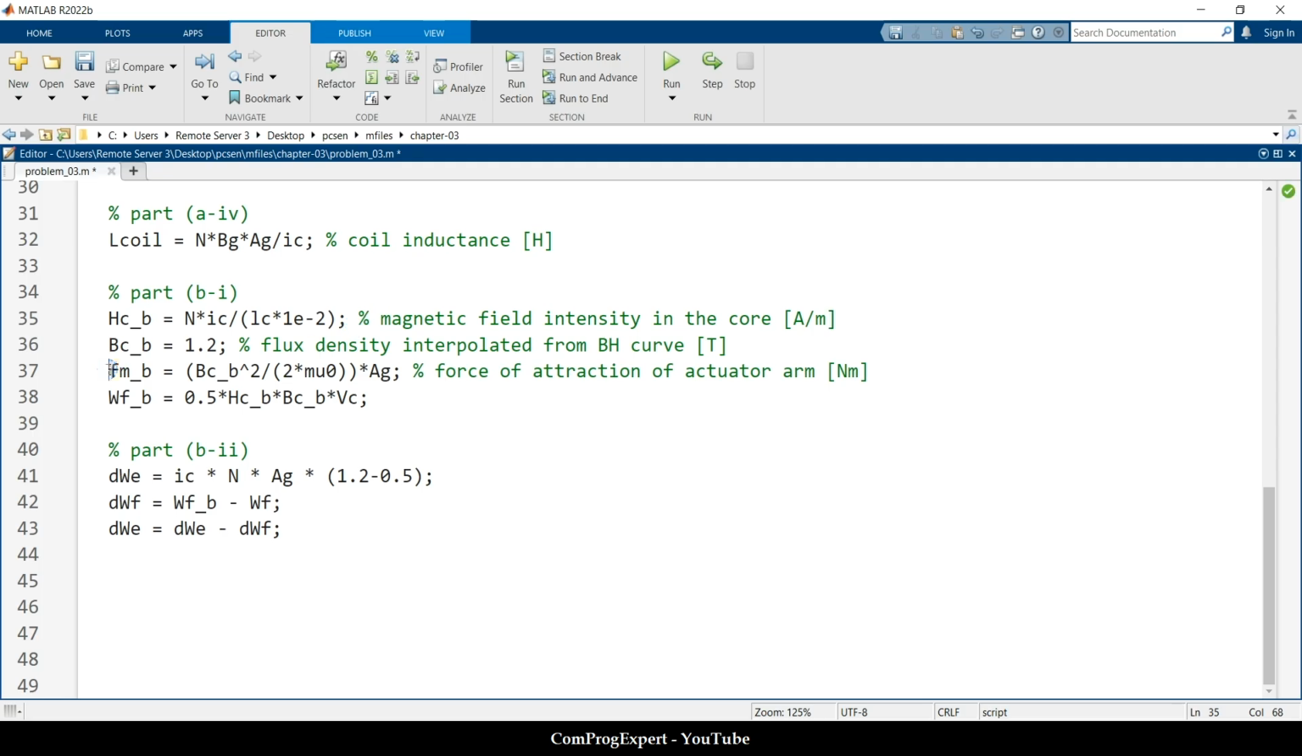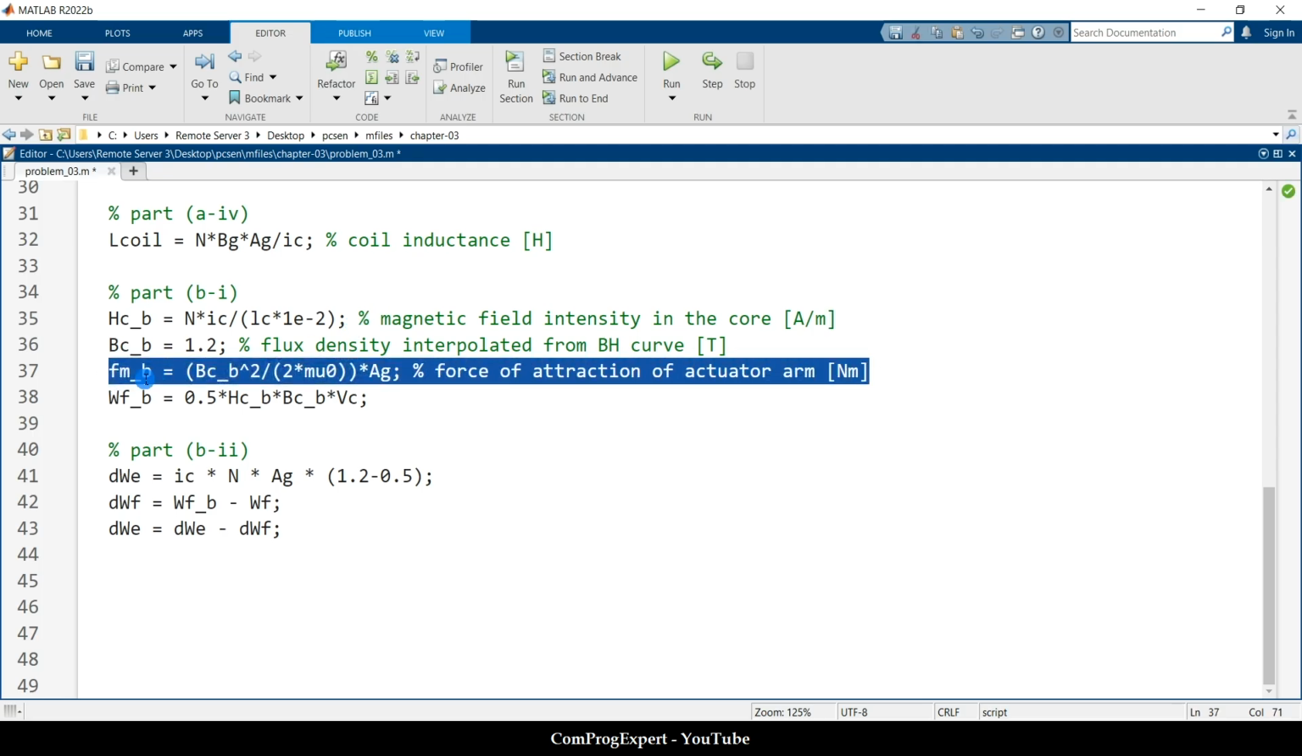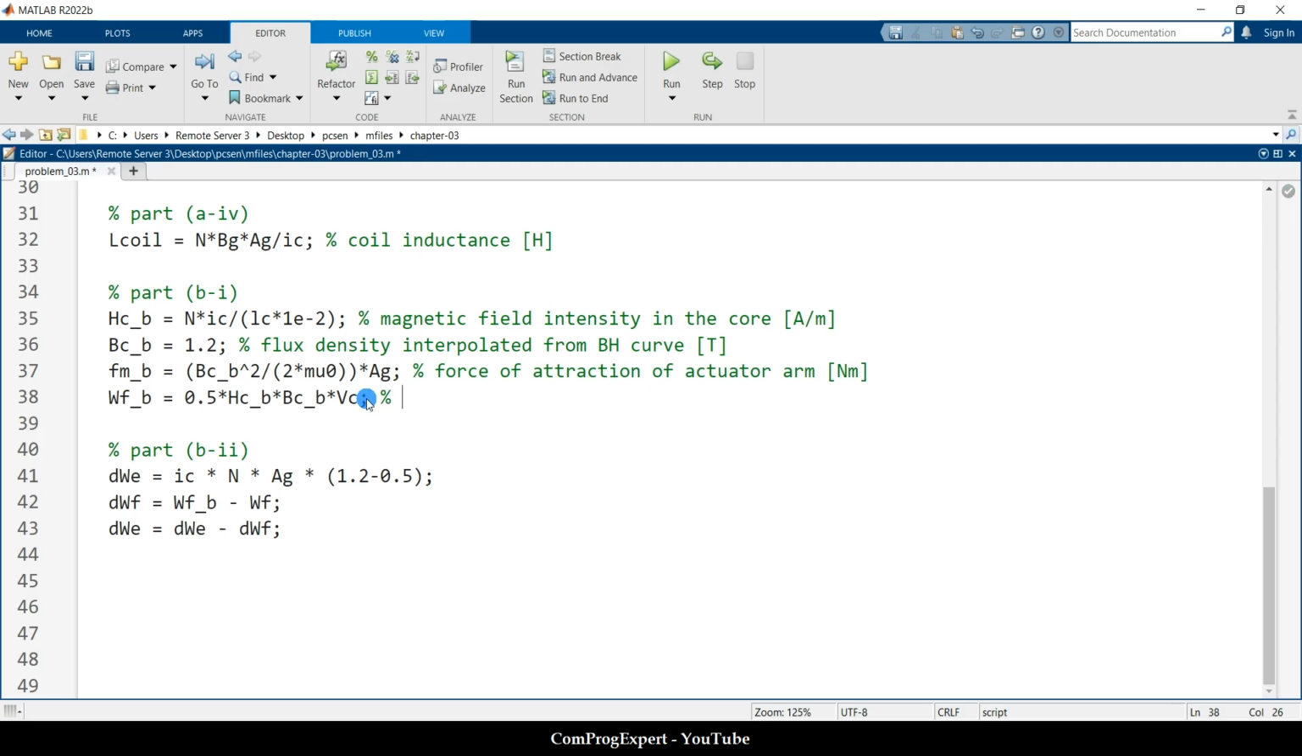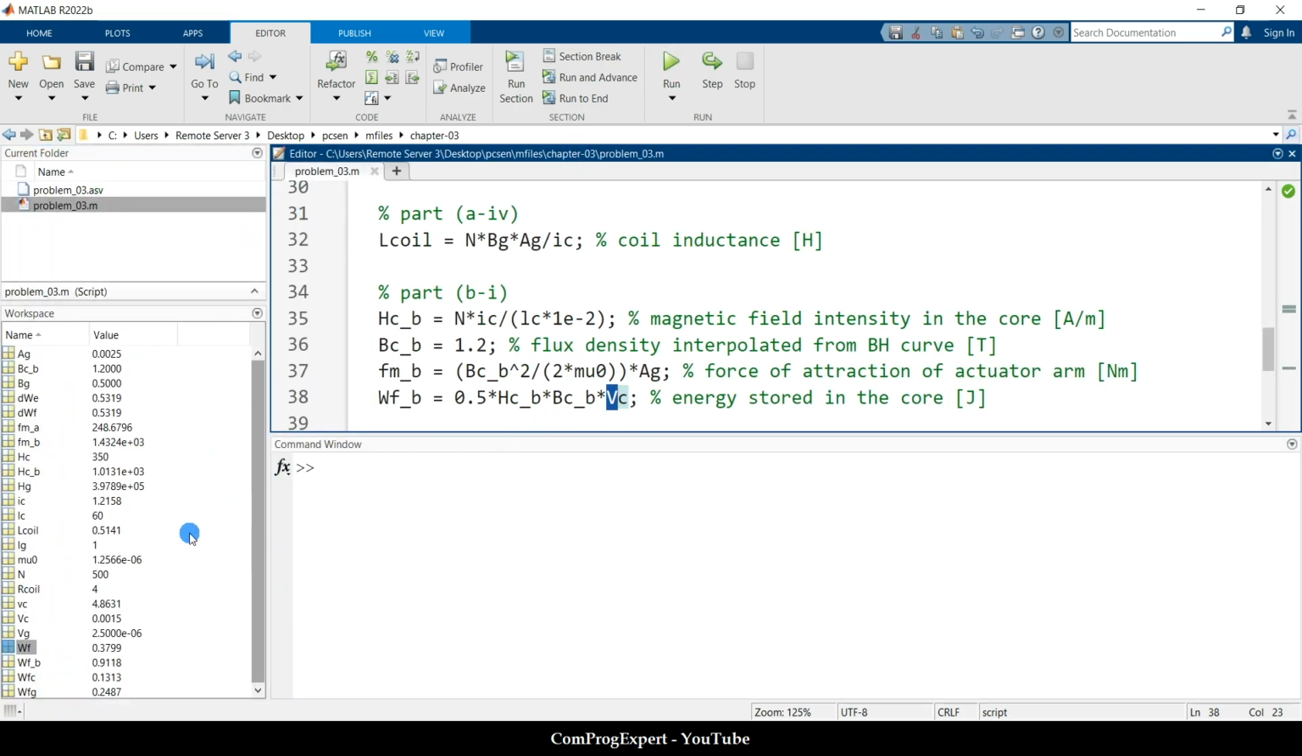And this is the value of the force. This is the energy stored in the core. The unit is joule. This product times the volume of the core. So here, if I run the code, you can see these numbers.